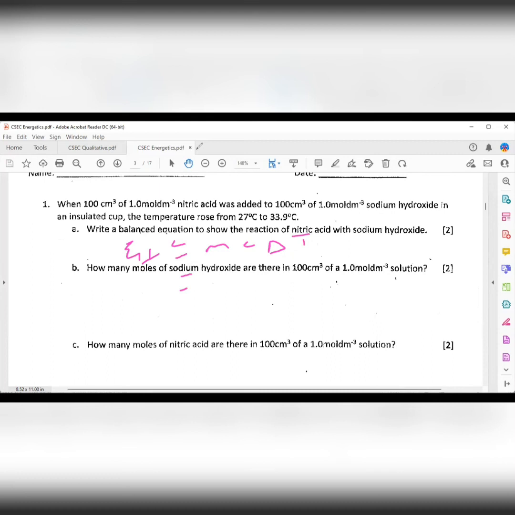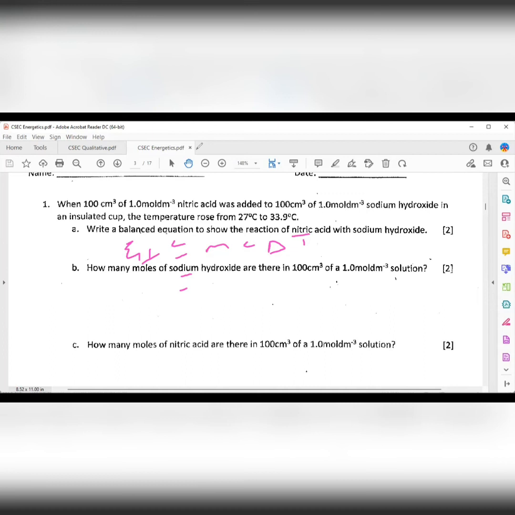100 centimeters. 100, that's what you said? Yes, sir. Okay, but it's 100 for nitric acid, right? Yes, sir. And 100 for sodium hydroxide. So when you put both of those together, how much would you get? 200. So the combined volume of the solution is 200 centimeters cube. So that basically works out to be 200 grams.